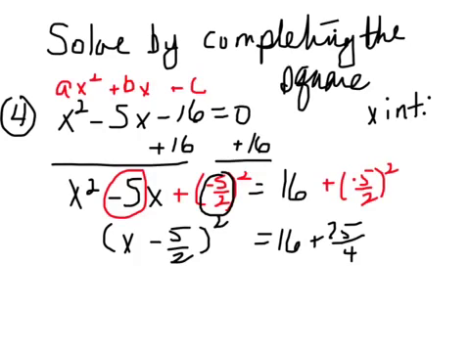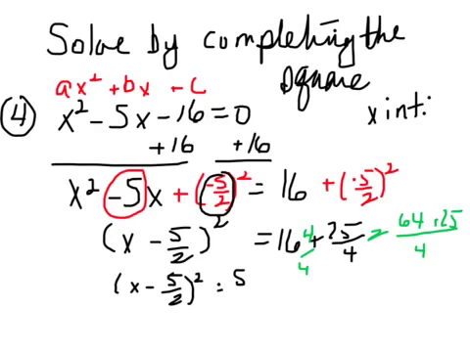Now I'm going to look at simplifying that right-hand side. I need to get a common denominator of 4, so I'm going to multiply by 4 over 4. So I have 64 over 4 plus 25 over 4, which would be 89 over 4. So now I have x minus 5 halves squared is equal to 89 over 4.